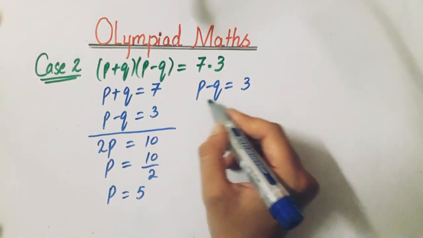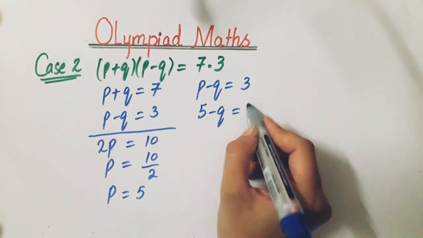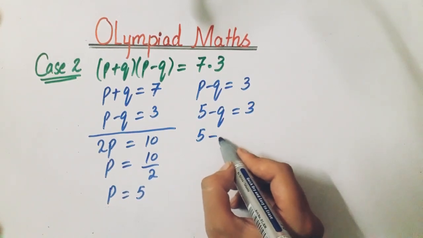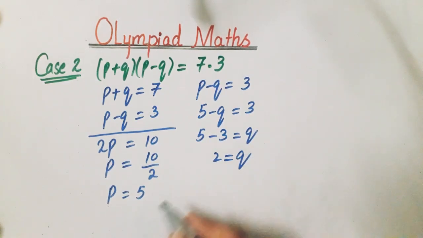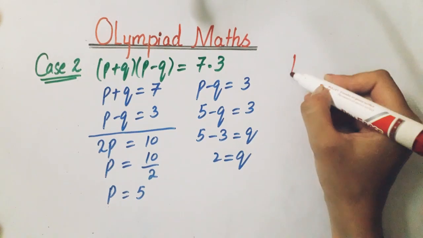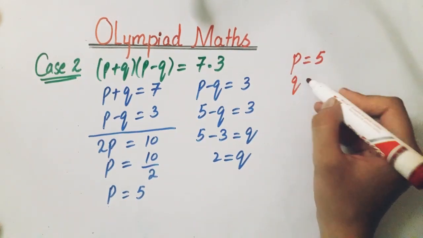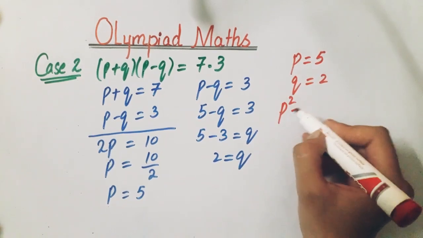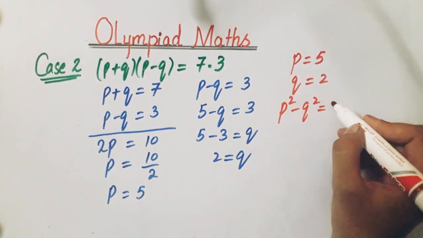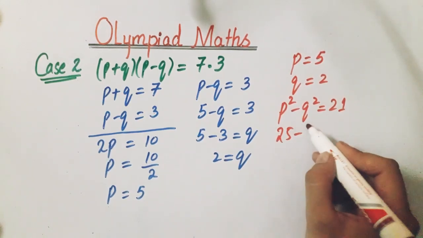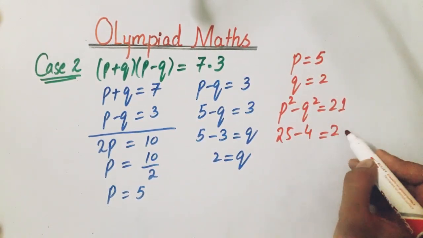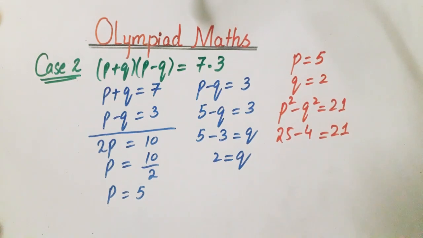So substitute this value of p in this equation. So 5 minus 3 equals q, 2 equals q, which implies that we get the values p equals 5 and q equals 2. Now according to the given situation, their squares' difference must equal 21. So p square is 25 and q square is 4. So 25 minus 4 is 21. So this is the right pair.